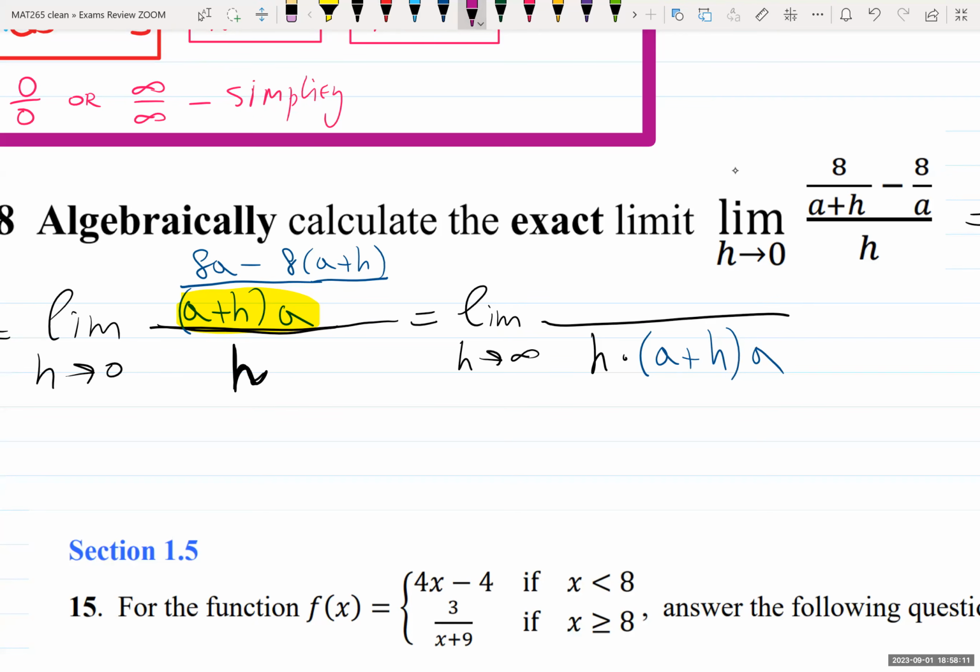Let me put it in purple color. Oh, that's too thick. It will go to the top because it was a numerator. So let's keep it in the numerator. 8a minus 8 times a plus h, like so. Does it make sense? So that's where students get confused.